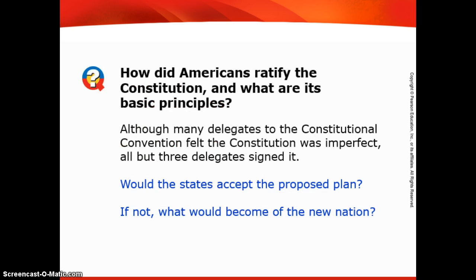All right. How did Americans ratify the Constitution, and what are its basic principles? Although many delegates to the Constitutional Convention felt the Constitution was imperfect, all but 3 delegates signed it. The idea was, this is the best we're going to get. Let's put it into law. So, would the states accept the proposed plan? And if not, what would become of the new nation? They really needed all 13 states to accept the Constitution.